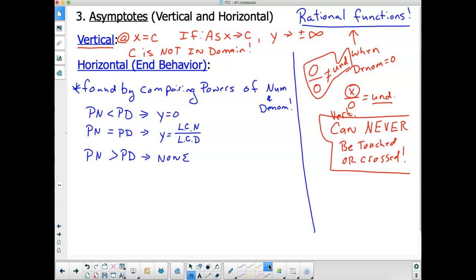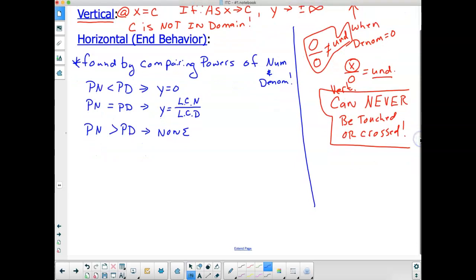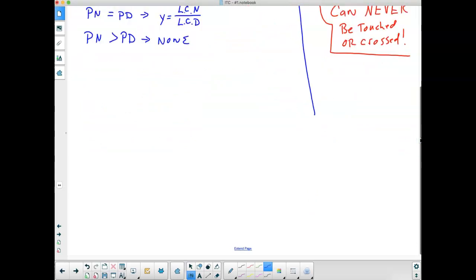Couple quick little examples here I'm just going to sketch out for you. Let's say we have f of x equals x plus 1 over x plus 2. Okay?